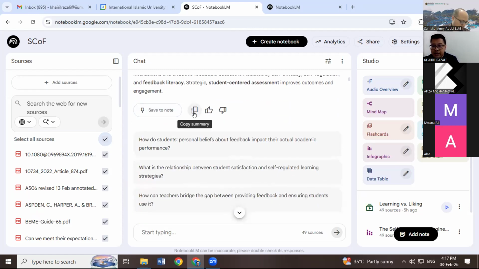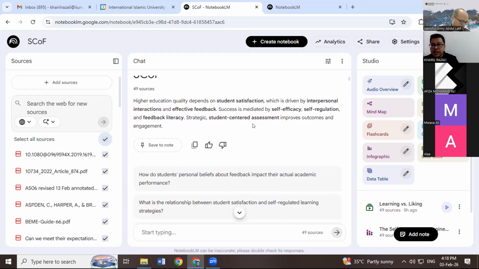You can take a look at this one. The summary here, you can copy it into your own document, a Word document for example, and then upload it in a different notebook, and then you can combine the two. This is how powerful Notebook LM is.